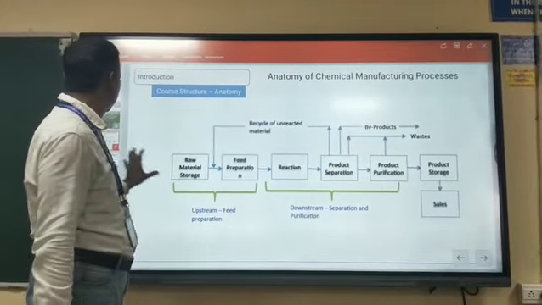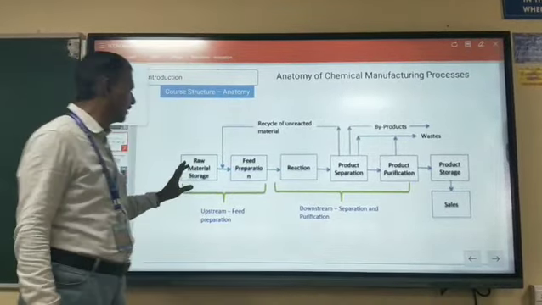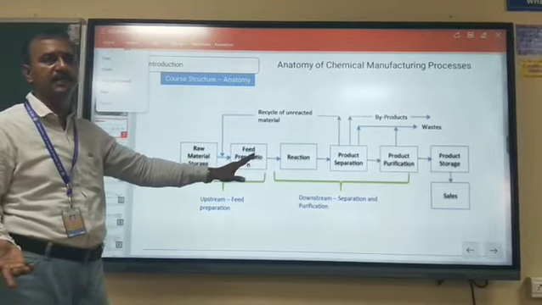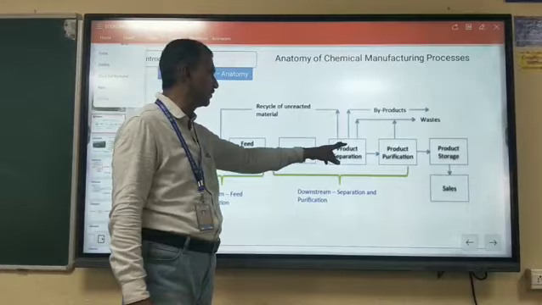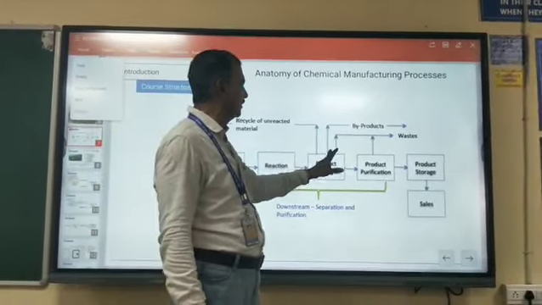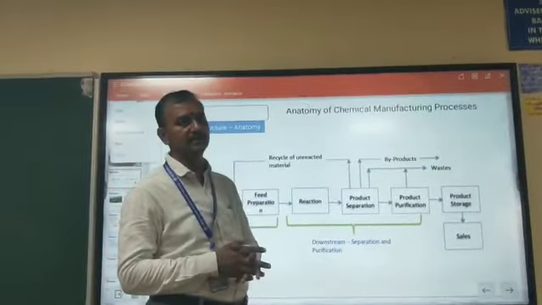Just to show the earlier one, the block diagram: raw material, feed preparation, reaction. Some processes may need some reaction, or some disintegration, addition of something. Then product separation, where there may be some recycling. Then in addition to the product, there may be some byproduct, co-product.